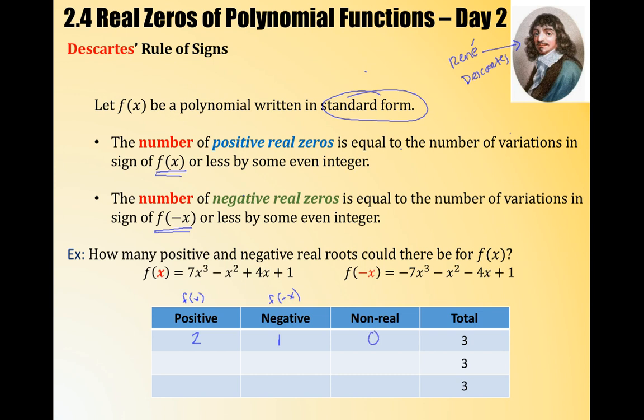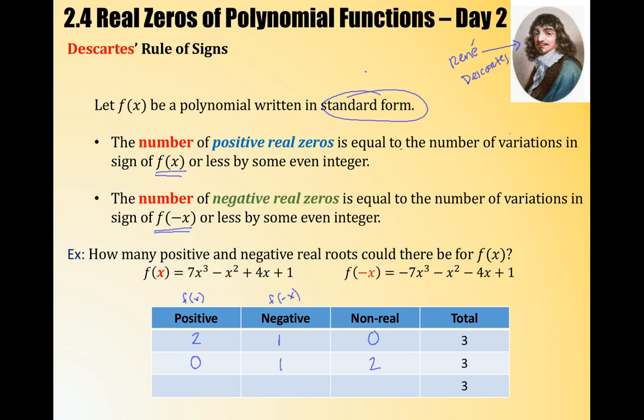I could have no positive and 1 negative. And this would have to then be, what? 2 for it to be 3. There's nothing I can put down here, I don't think. Yeah, I can't put anything there.